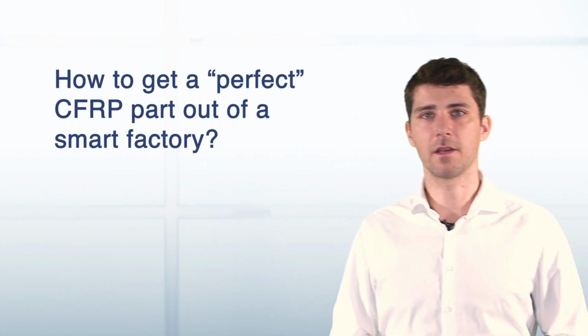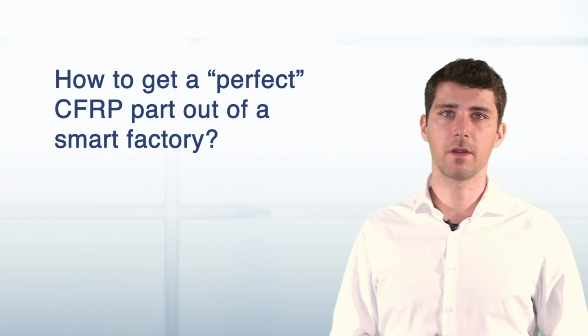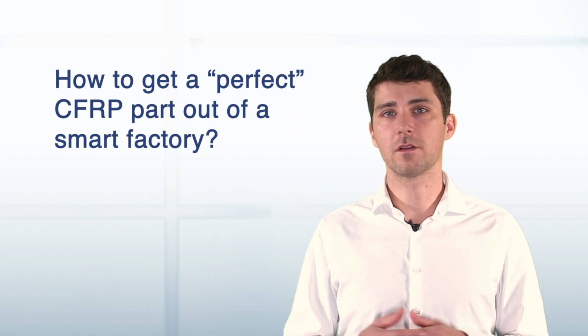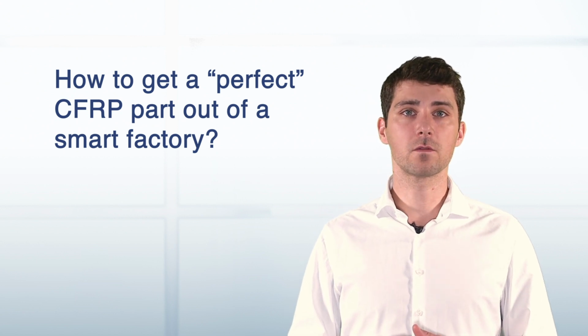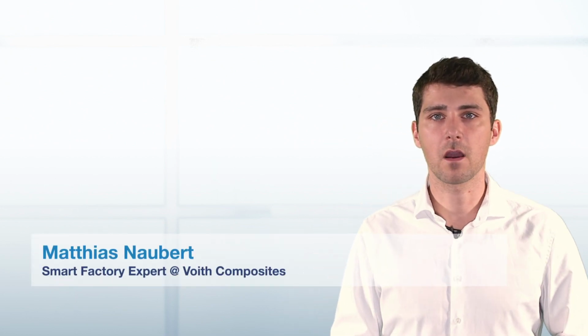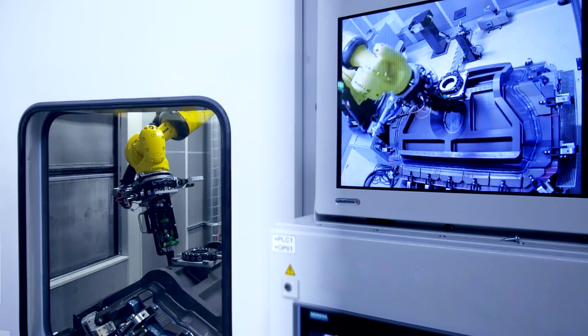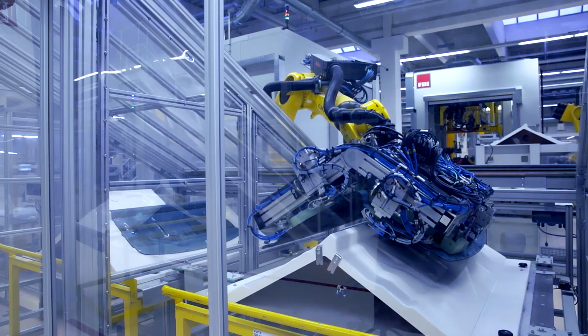A smart factory is a networked, automated production environment that organizes itself. Data or technologies such as artificial intelligence or machine learning are used to continuously improve the production processes. At the same time, the demands for CFRP components in terms of precision and quality are increasing. In order to be able to produce a perfect component in a smart factory, there are a number of prerequisites.